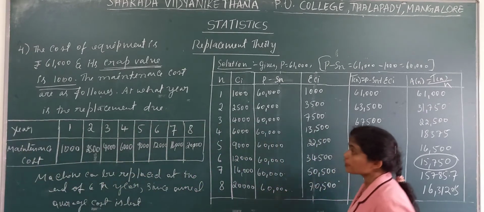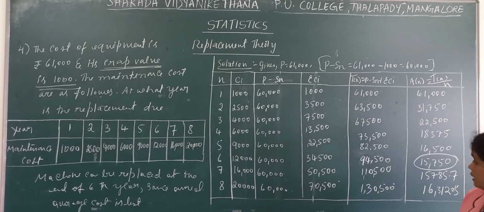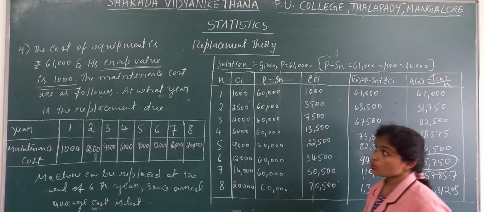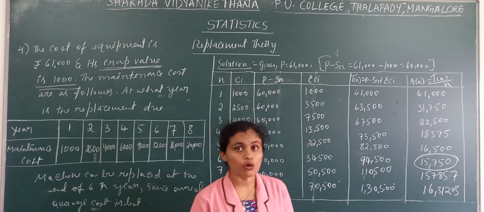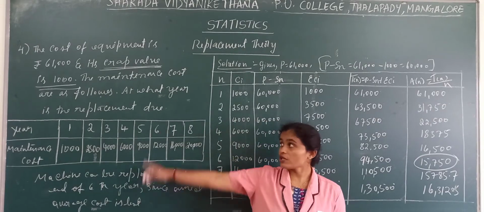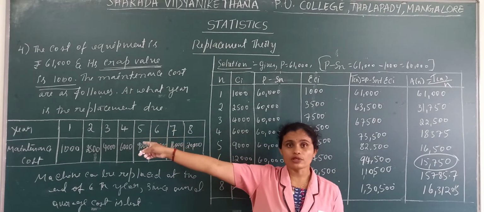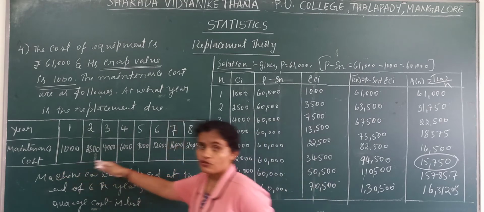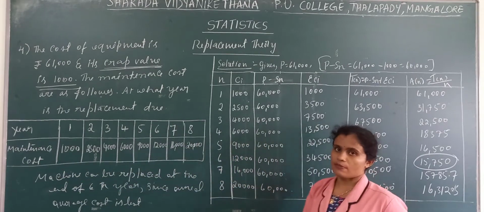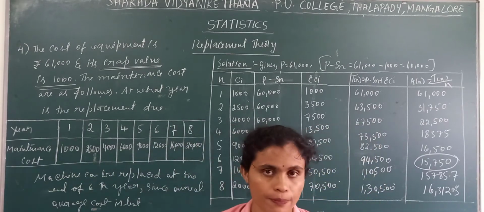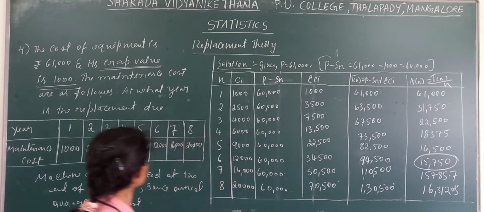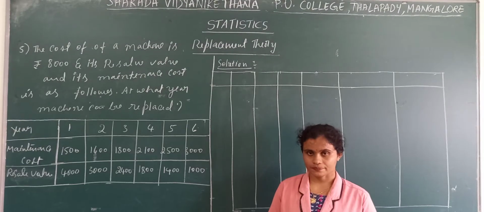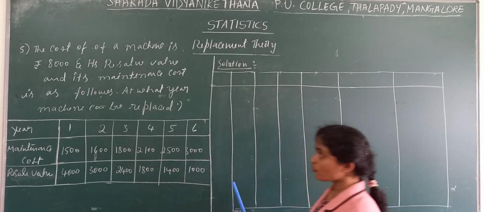So we completed 4th problem here. Next we can move to the 5th problem. So 3 kinds of problem we completed now: one with no scrap value, one with one particular scrap value, another one with different scrap value. We'll see some other problem under the same method. Now we'll see the 5th problem.